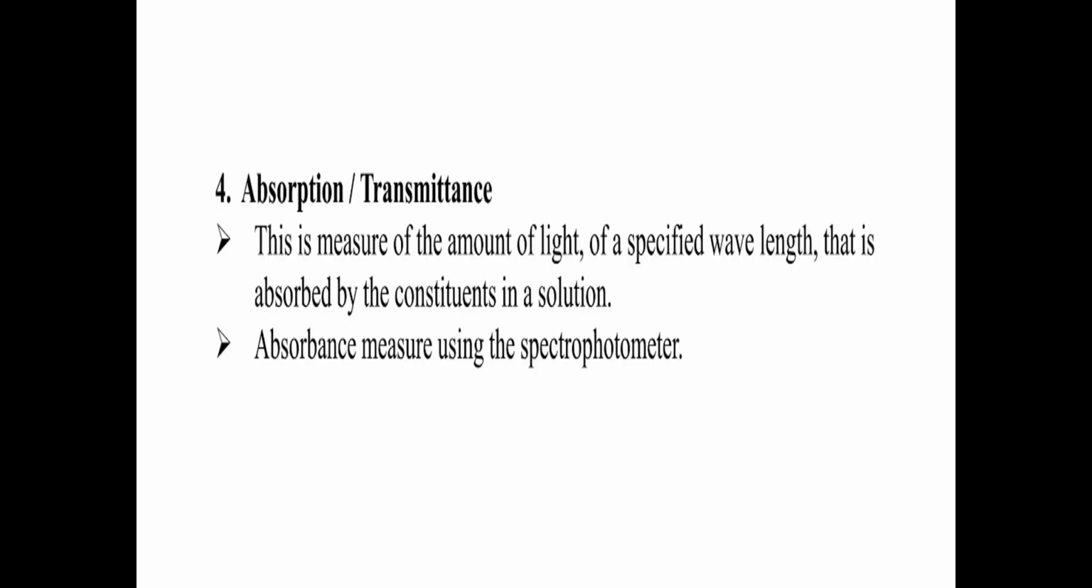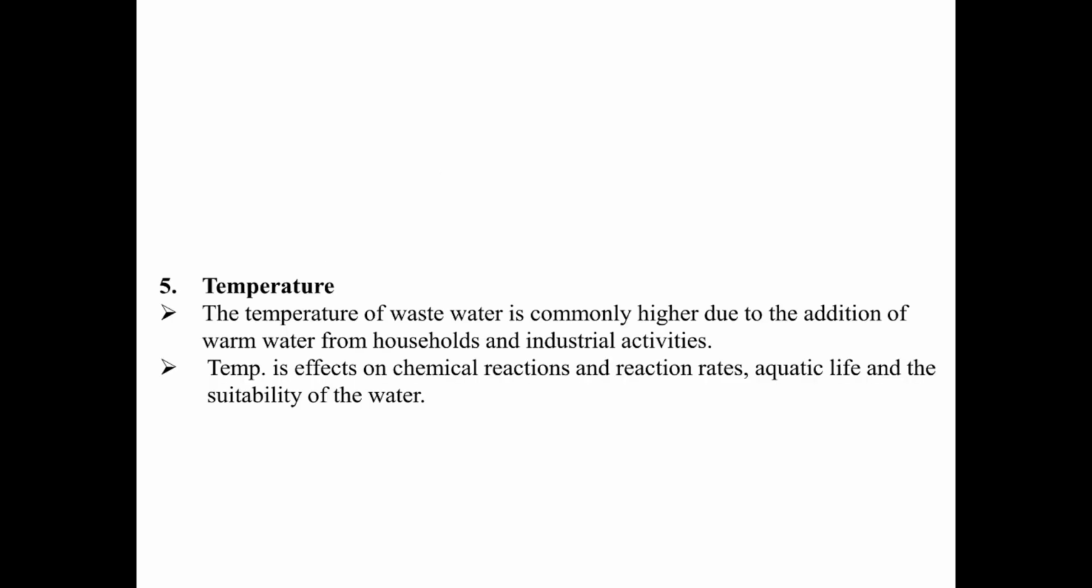Next one is absorption and transmission. This is the measure of the amount of light of a specified value that is absorbed by the constituents in a solution. Normally the absorbance can be measured using a spectrophotometer. Next one is temperature. Normally the temperature of wastewater is high due to the addition of warm water from households and industrial activities. Temperature affects chemical reaction rates, and if it is high, it will affect aquatic life and the suitability of the water for the biological needs of human beings.